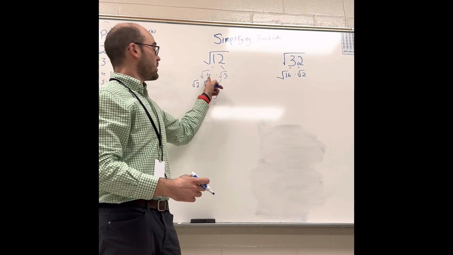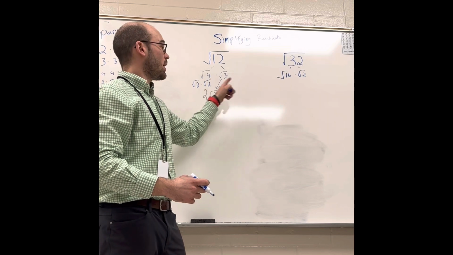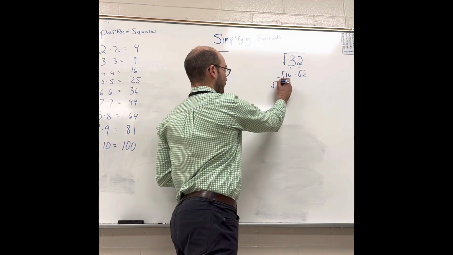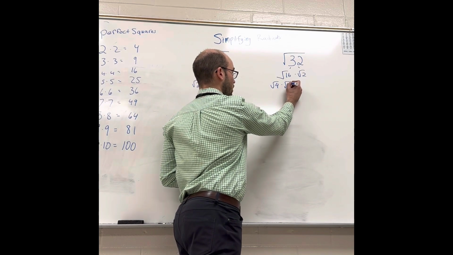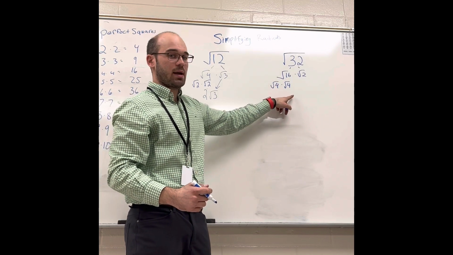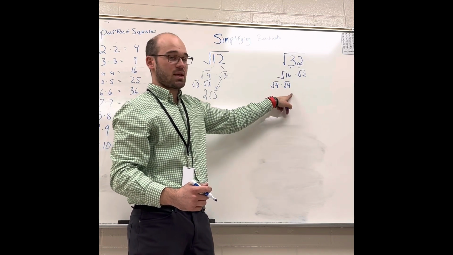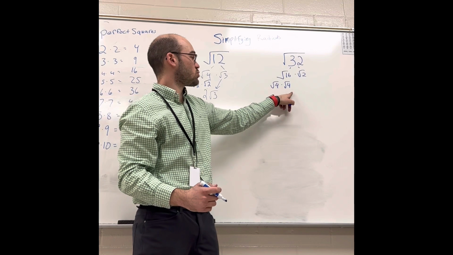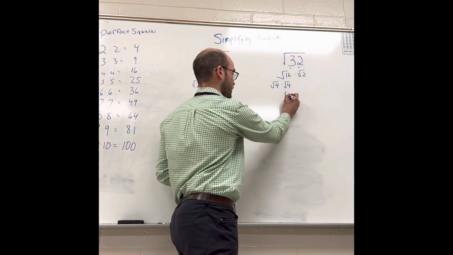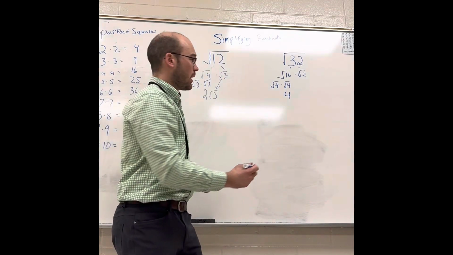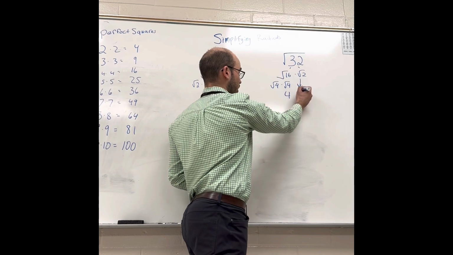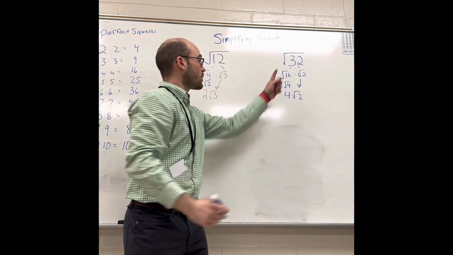Just like with radical 4, I could break down this radical 16. I know if I multiply radical 4 times radical 4, I'll get radical 16. I'm multiplying a root by the same number, root 4 times root 4. One of these 4's could come out. Radical 2 can't get broken down any further, so I can just bring it down, and my final answer for radical 32 is going to be 4 root 2.